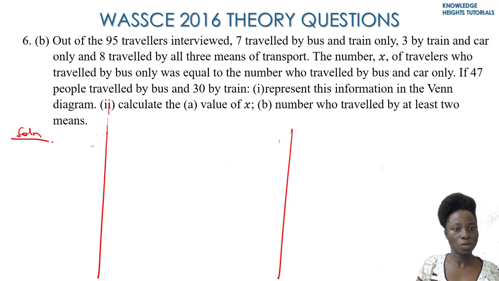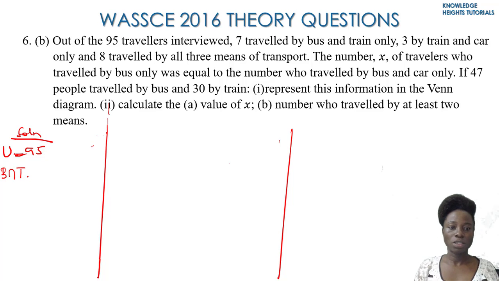So, we have been given some figures and information we have to represent on the Venn diagram. Out of 95 travelers, so the 95 represents the union, which is the total people we are considering in this question. The 7 traveled by bus and train only. Bus represented by B and train T, so B intersection T is equal to what? 7. 7 people traveled by bus and train. Intersection in this case represents and.